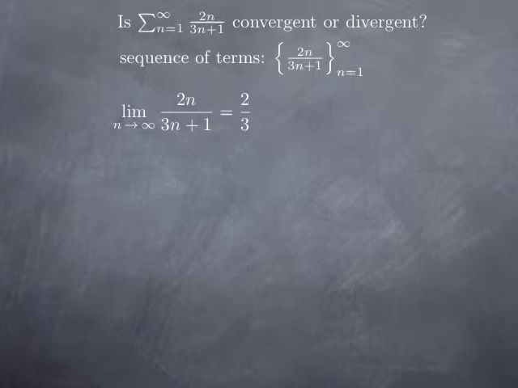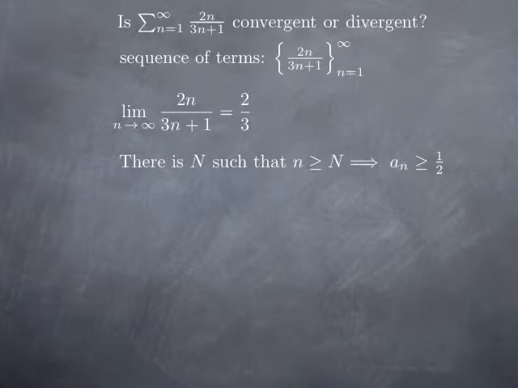That's because top and bottom are both polynomial in n of the same degree, so the limit is the quotient of the leading coefficients. And so that means that for the index n sufficiently large, say greater or equal to some capital N, the term a_n equal 2n over 3n plus 1 can be made as close as we want to 2/3. In particular, we can make sure that it is greater or equal to 1/2.